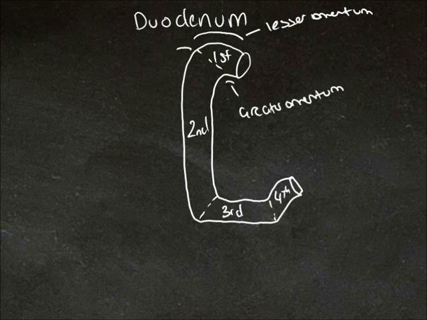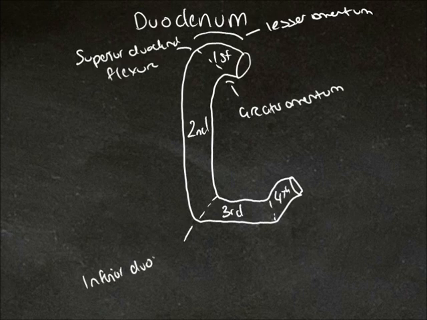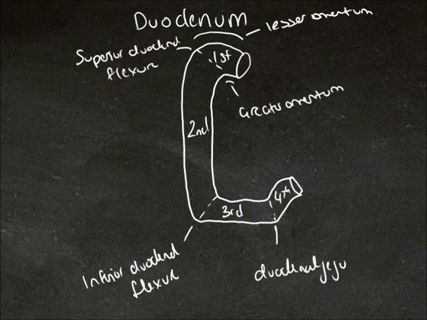This first flexure is the superior duodenal flexure. This next one is the inferior duodenal flexure. And this last one is the duodenal-jejunal flexure. This first part is at the level of lumbar vertebra 1. The inferior duodenal flexure is at the level of the lower border of lumbar vertebra 3. And the duodenal-jejunal juncture is at the level of lumbar vertebra 2.